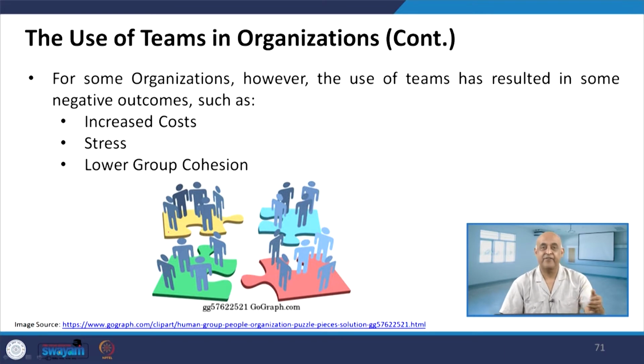This is the first time in this course that we are talking about the team having a negative outcome. The use of a team can be negative if it is increasing the cost, or if people are not working in the team and every day there is conflict, complaints and inquiries. That will be the stress, and there is lower group cohesion. The people do not have any cohesion amongst themselves.